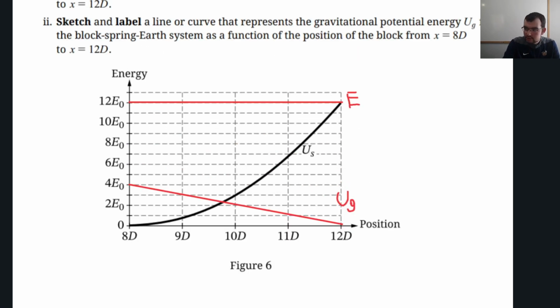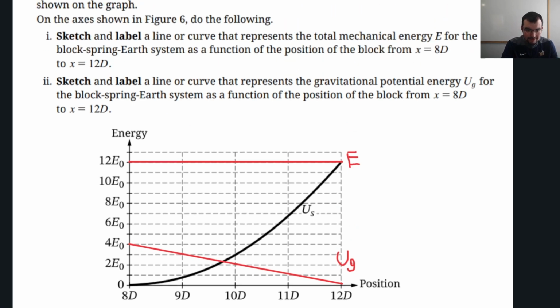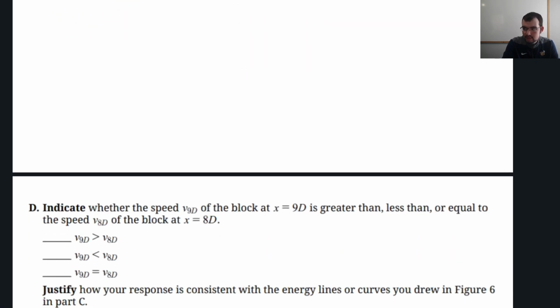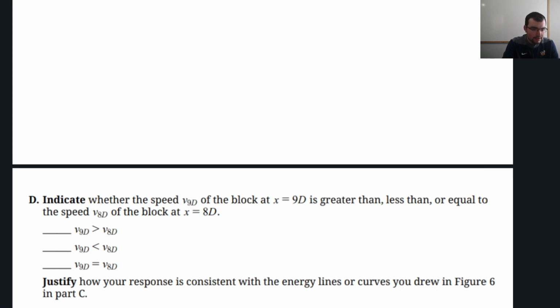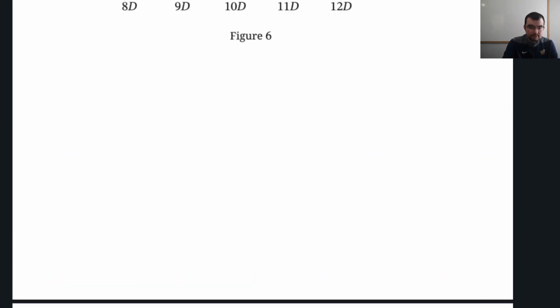And another interesting thing would be to actually ask you to graph kinetic energy, which is kind of related to part D. I thought that would be quite tricky. So you can think about what a kinetic energy curve would look like on this. So last, we want to indicate whether the speed of the block at 9D is greater than, less than, or equal to the speed at 8D, using the energy chart.